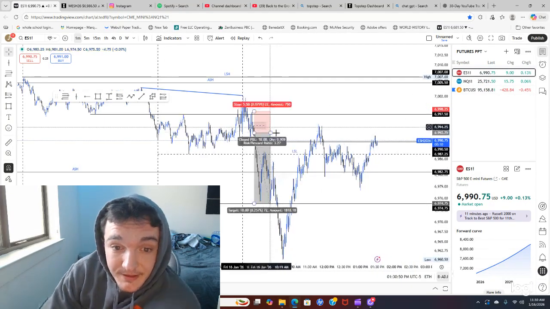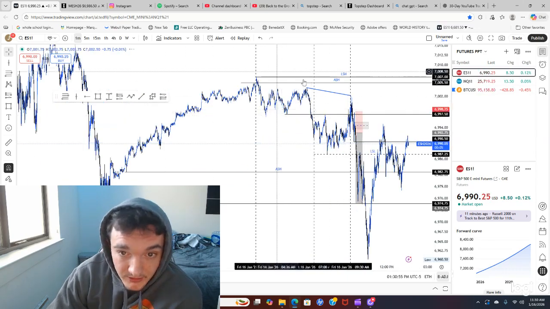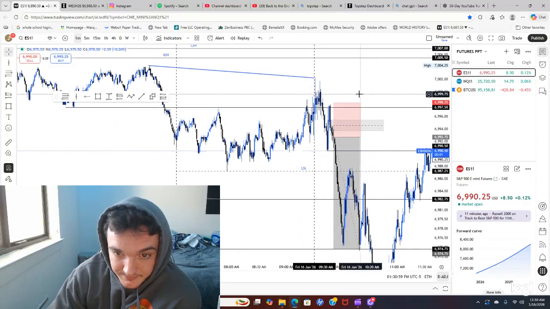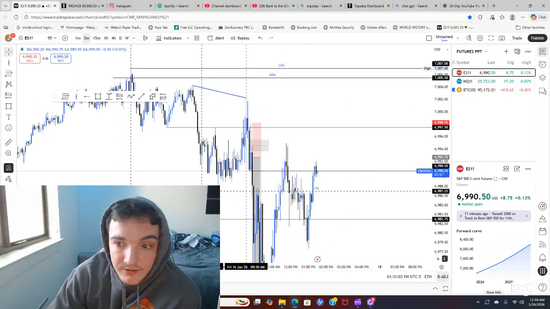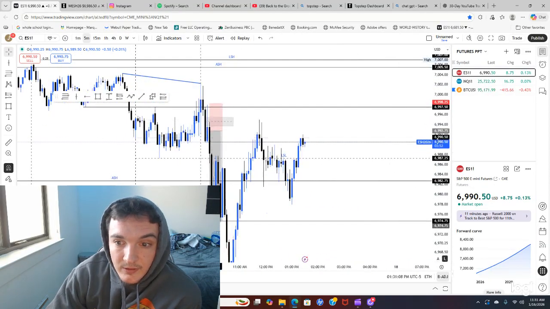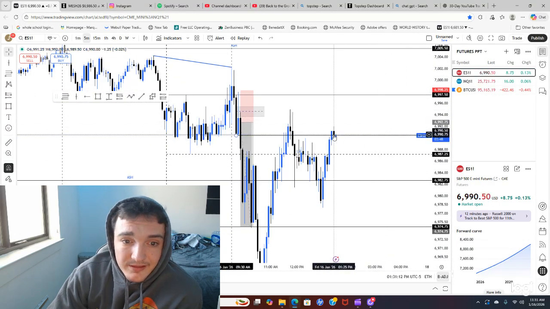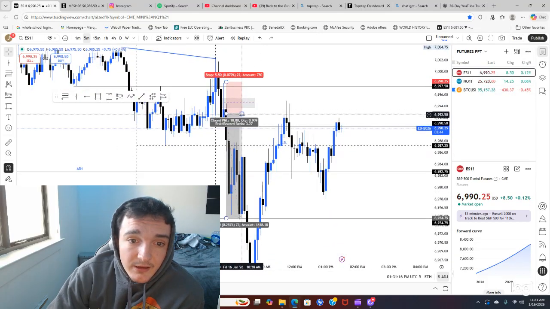Learn these confluences, learn about liquidity, learn about SMTs. This will all make sense. And it'll be super simple if you just take action and put the work in. It took me about 3 months after learning the strategy to actually understand it.